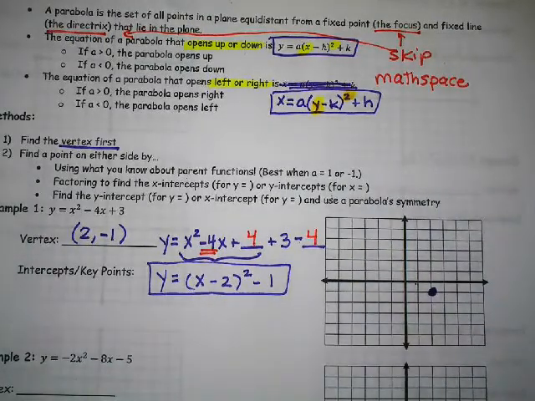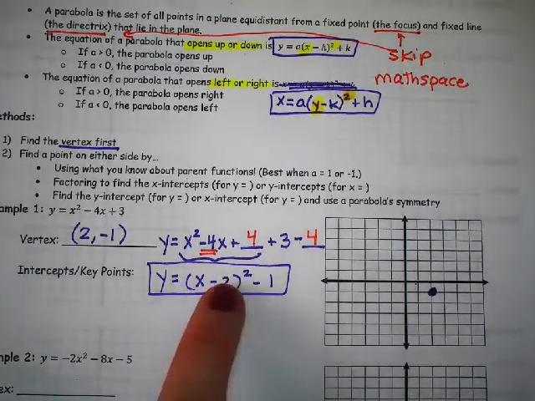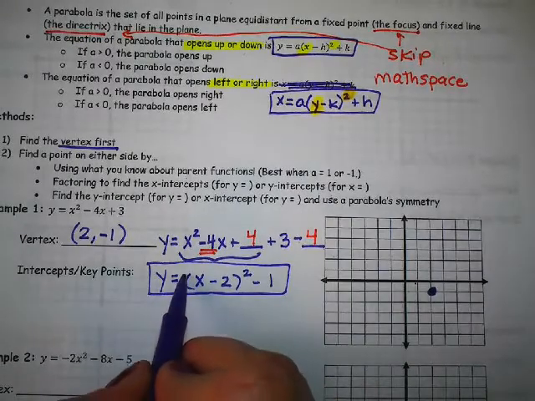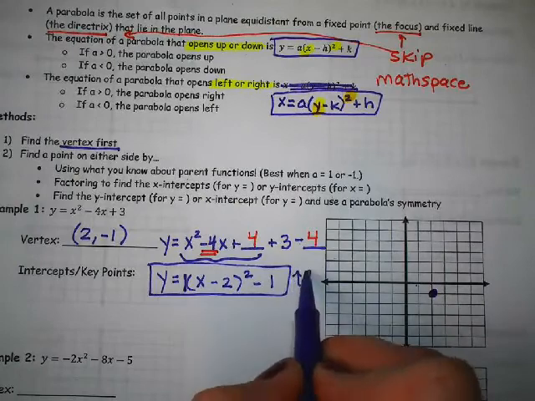And I know that this parabola is opening up. The way that I know it's opening up is it's x squared, so that means up or down, and in front of x squared is a 1. It happened to be a positive 1, so this parabola is going to open up.